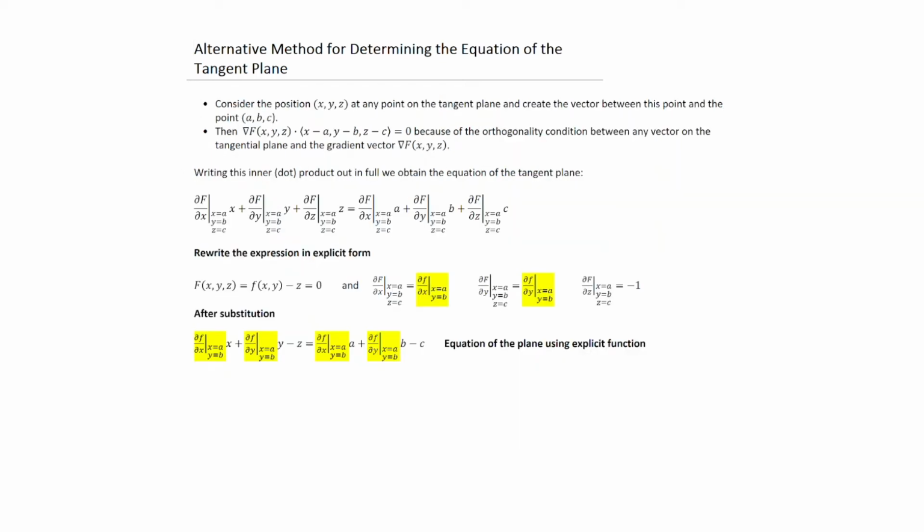So the next step is to do the calculations. Consider the position (x, y, z) at any arbitrary point on the tangent plane, and create the vector between this point and the point (a, b, c). That's the point of interest where the tangent plane just touches the curved surface. Then we know that a vector produced by taking the difference between x and a, y and b, and z and c is some arbitrary vector. If we take the dot product with the normal and enforce the condition of perpendicularity, which is basically the definition of a tangent plane, then that dot product must be equal to 0.